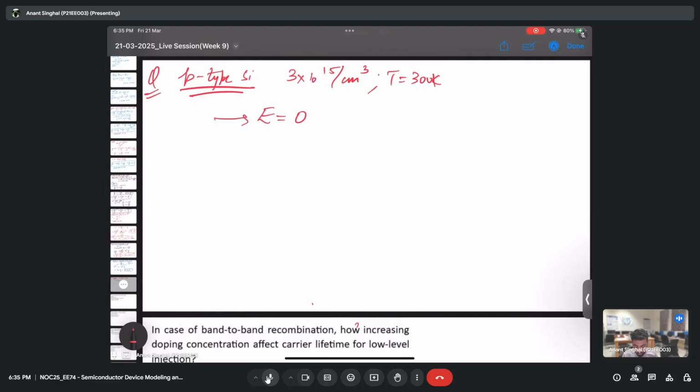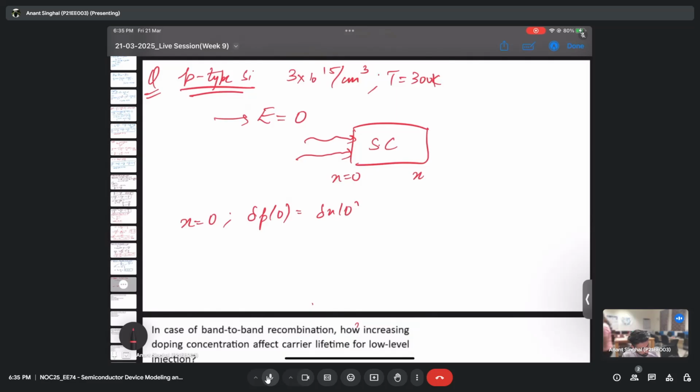The light source is incident on the end of the p-type as shown below. So let's say this is a semiconductor, and this is how the light is incident. This is x equals 0, this is at x, and this is some light, and it is p-type. The excess carrier concentration generated at x equals 0. So at x equals 0, the excess carrier concentration for p-type, del p0 you can write, is nothing but 10 to the power 13 per centimeter cube. It is already given in the question.